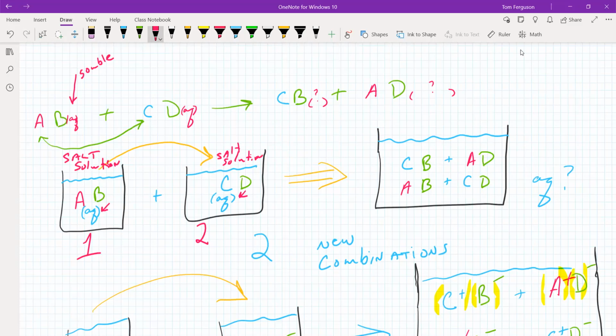And we're dumping them together. So we're going to have a new salt solution. But we don't know if it's aqueous anymore. It may not be. So if I take one solution, pour it into another, and nothing happens, then the new solution is going to be still aqueous. It's going to be clear. It may have a color, may not. See through it. Okay. All right.